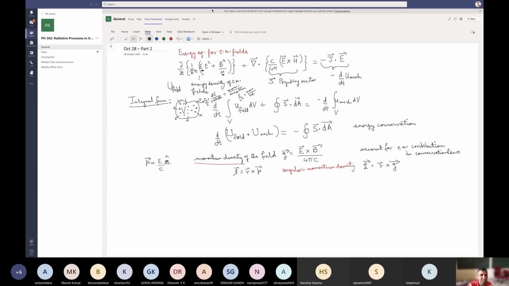Okay, I'm sure you've done all this in your E&M classes. If not, please brush up these concepts. These are all done in Griffiths as well, and also briefly in the book by Rybicki and Lightman.